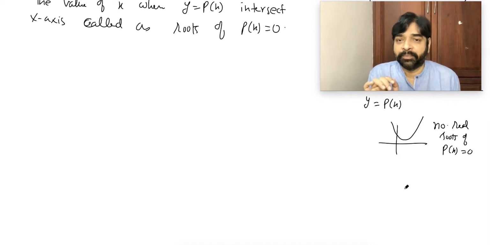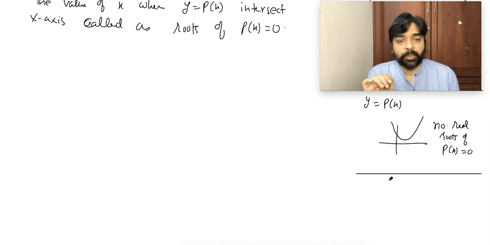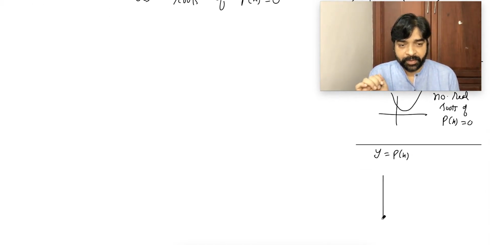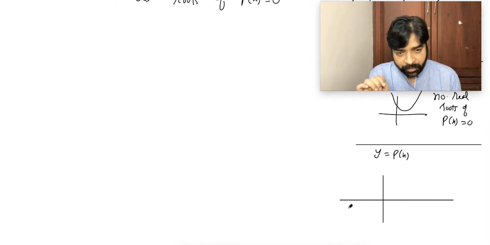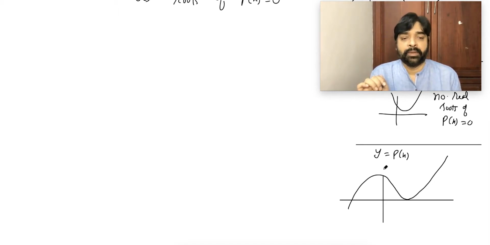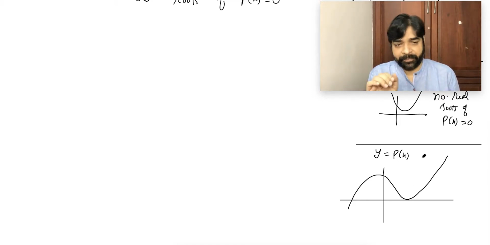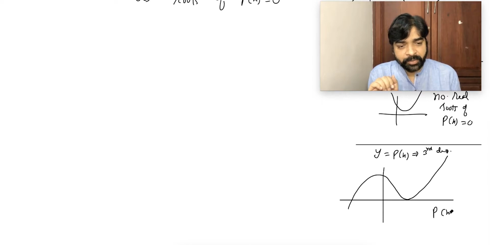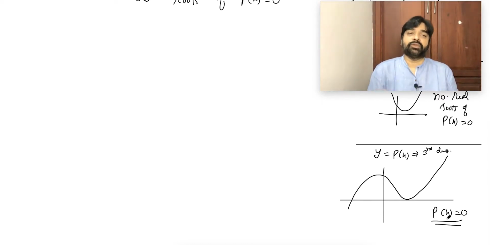Did you understand, all of you? If I say y equal to p(x), the graph is something like this. Please watch carefully. Something like this. And let's say the degree of this is third degree. What is the degree of p(x)? 3. Degree, can you understand? The maximum power of x in this. Now can you tell me how many roots of p(x) equal to 0?